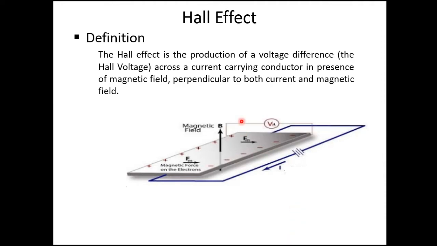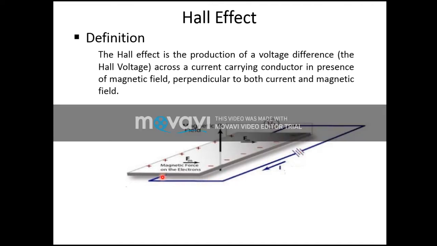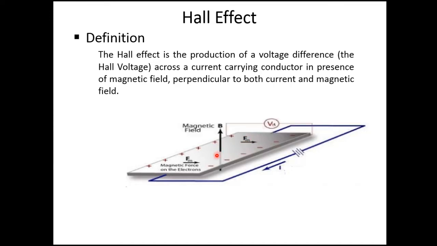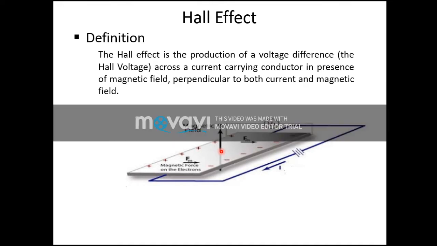There is a slab over here, and we are introducing current through this battery. When the current is flowing, this slab along with the current flow is put in a magnetic field, and this magnetic field is perpendicular to the direction of the flow of the current.